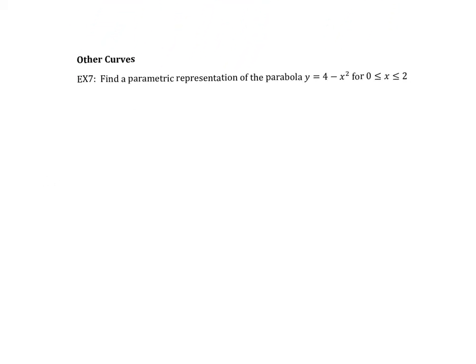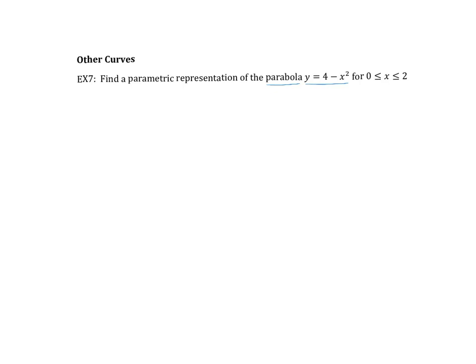We're not just restricted to circles and lines. Those are just the most common. So some other curves that may come up, well, let's say that you wanted to find the parametric representation of a parabola. And we have the equation as y equal to 4 minus x squared. So we have to add our parameter t.